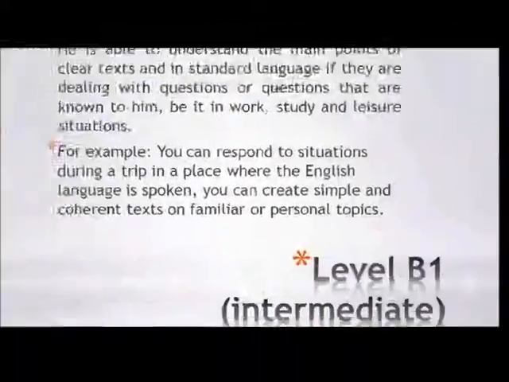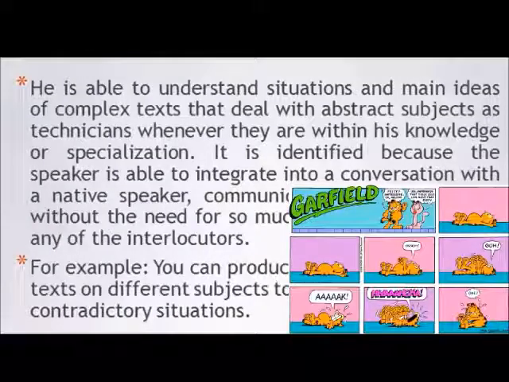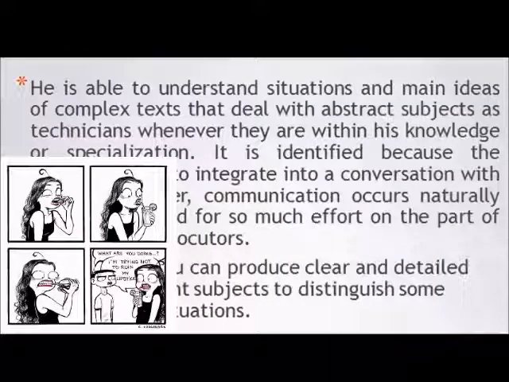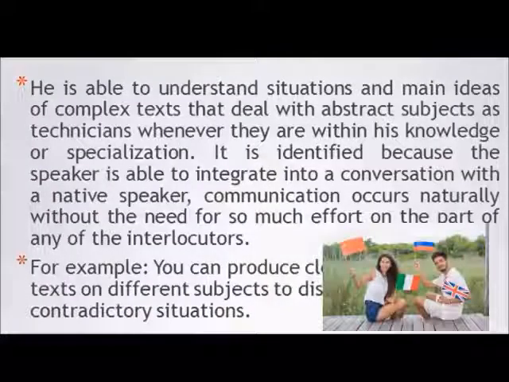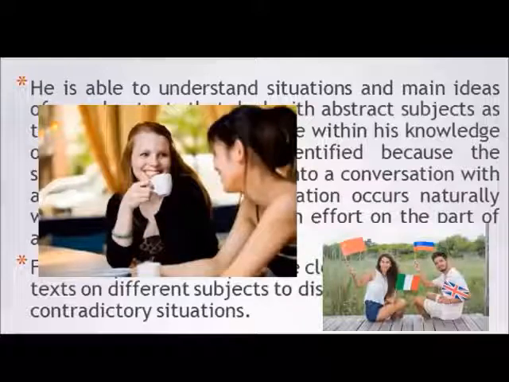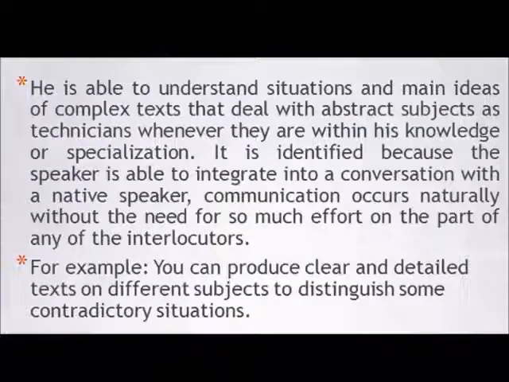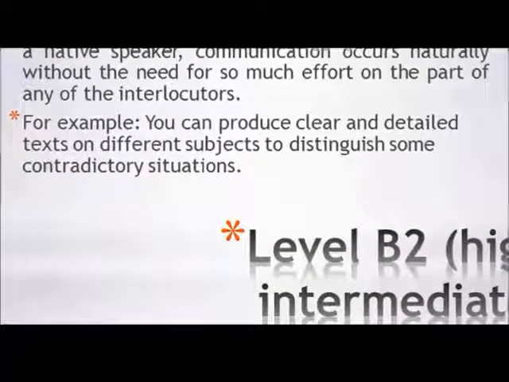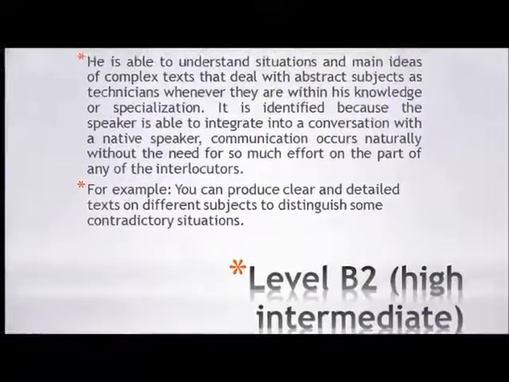Level B2, High Intermediate. The learner is able to understand situations and main ideas of complex texts that deal with abstract and technical subjects whenever they are within his knowledge or specialization. It is identified because the speaker is able to integrate into a conversation with a native speaker. Communication occurs naturally without the need for so much effort on the part of any of the interlocutors. For example, he can produce clear and detailed texts on different subjects.